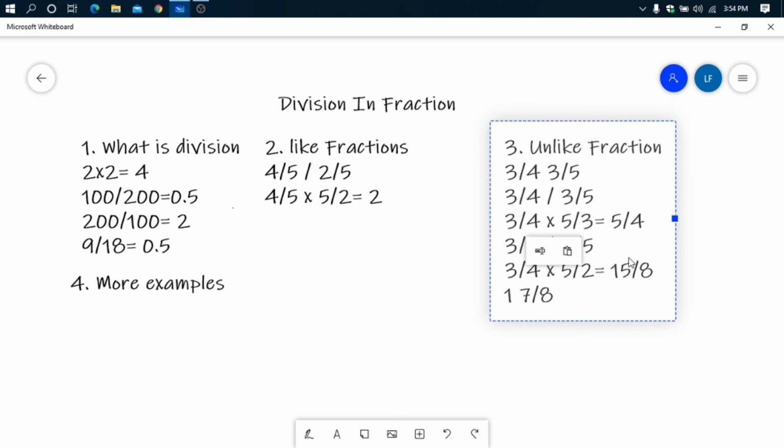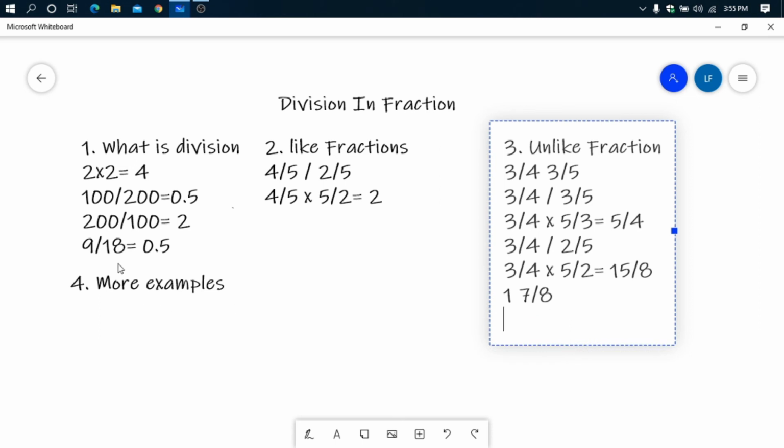Okay, so this is how you divide unlike fractions. So basically, you can't divide two fractions together exactly. You'll have to multiply them together. You have to make them multiply. So to make them multiply, you have to take the reciprocal of the second divisor.